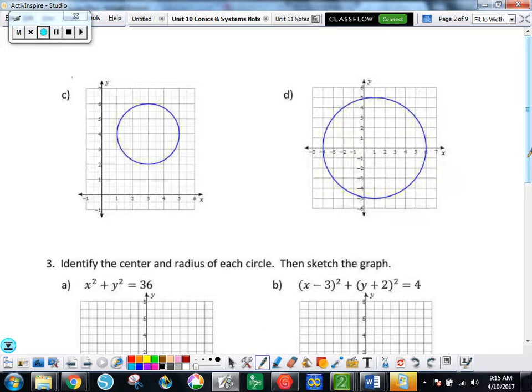Okay, let's try to finish part C and part D. And then I'm going to give you a second to go through. I lied, let's just go through all of the notes today.